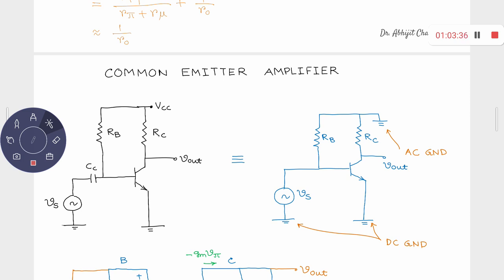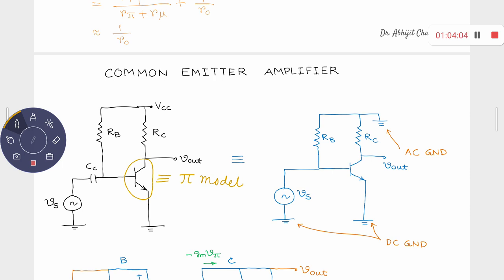So you have already seen how this particular transistor can be represented. We have already seen that this is equivalent to some pi model. We know it. So this one can be represented by means of its pi model, and the pi model, H model and all the other models are small signal models.